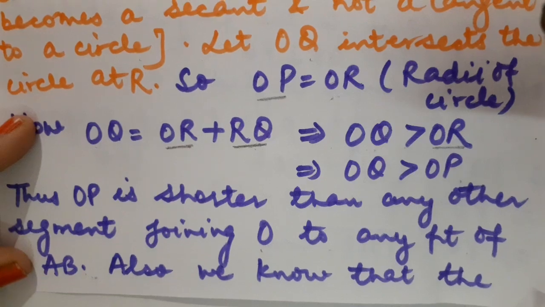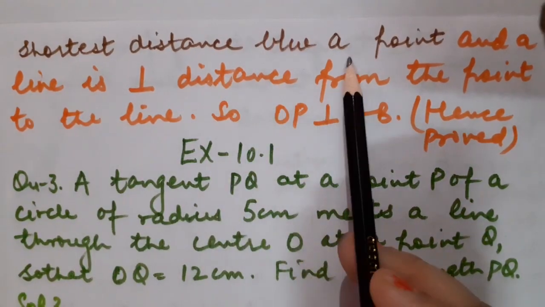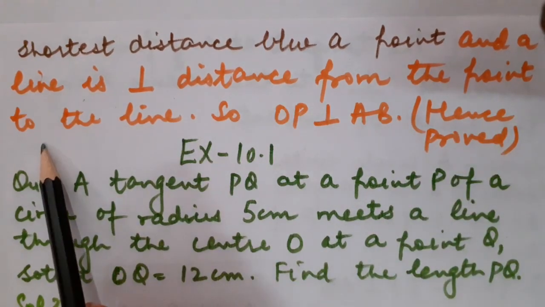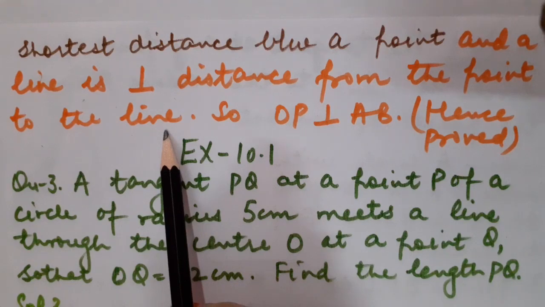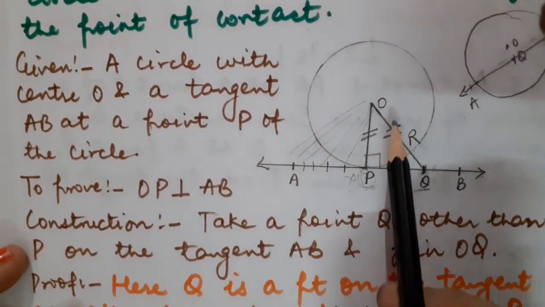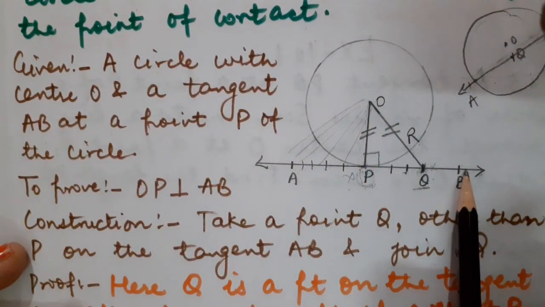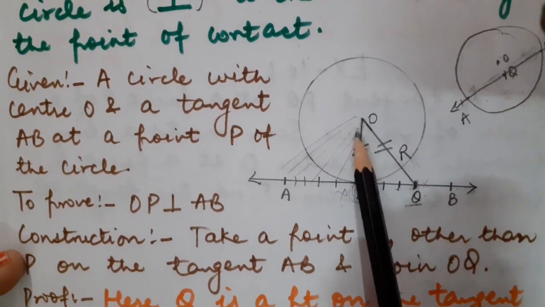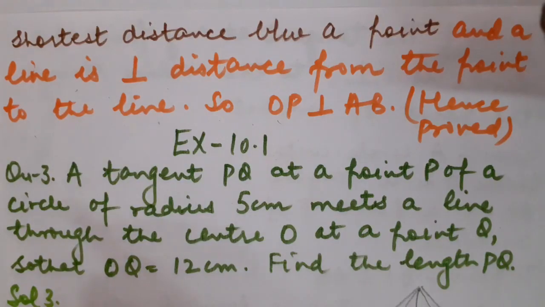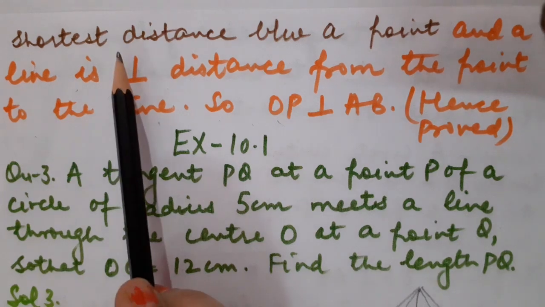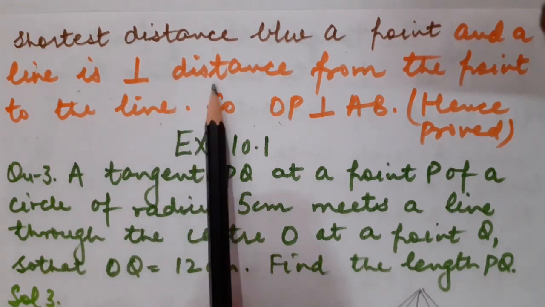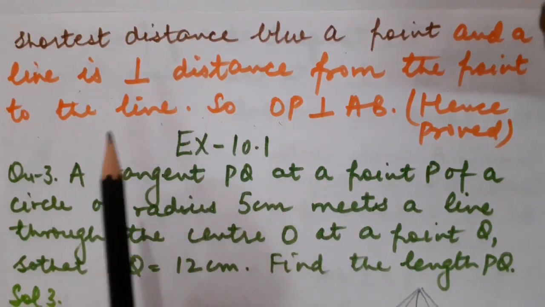Also we know that the shortest distance between a point and a line is always the perpendicular distance from that point to the line. This we know very well. So what can we say? That OP is perpendicular to AB. Look, this OP is perpendicular to AB. Correct, children? And this is what we wanted to prove, that the radius is perpendicular to the tangent at the point of contact. This last line, which is a true statement, that the shortest distance between a point and a line is the perpendicular distance from that point to the line, I am going to prove to you.